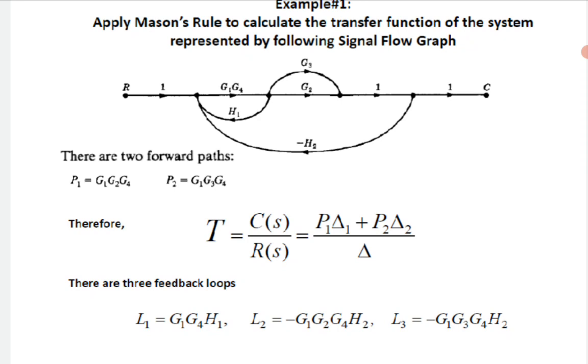Now delta 1. When I am evaluating delta 1, it should not touch the first forward path nodes. The first forward path is G1, G2, G4. So delta 1 is 1 minus the sum of individual loops plus non-touching loop pairs. In this scenario there is no non-touching loop pair, and all the individual loops touch the path, so that portion vanishes. So delta 1 is equal to 1, and correspondingly for the second forward path P2, that is G1, G4, G3, delta 2 is also 1.